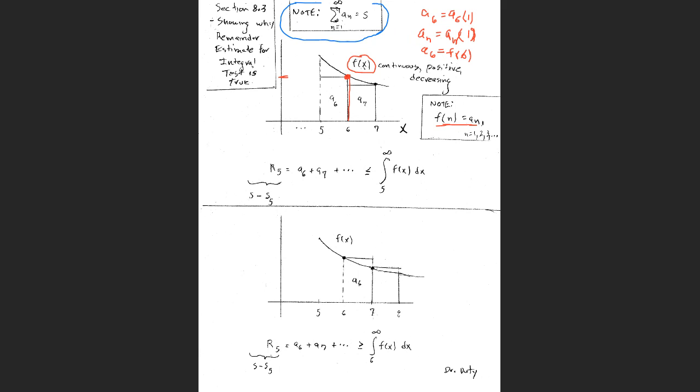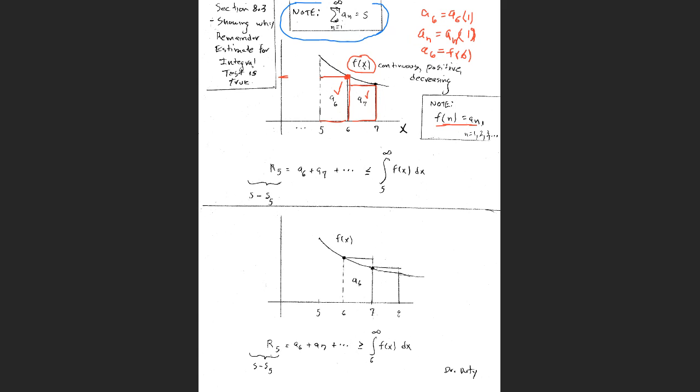I can then think of 1 as the base, and I can represent a sub 6 by the area of that rectangle. I mean, a sub 6 is a number, but it can be represented as the area of that rectangle. And a sub 7, the seventh term in the series, can be represented by that rectangle there. Well, you'll notice that the area of the rectangles falls below the area under the function.